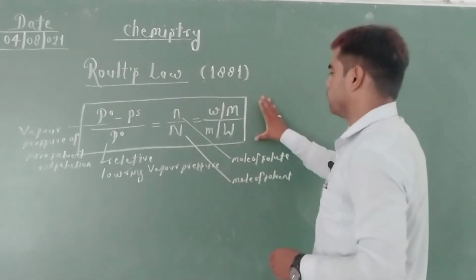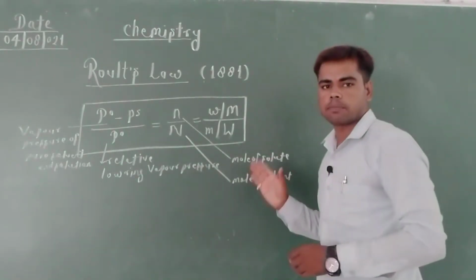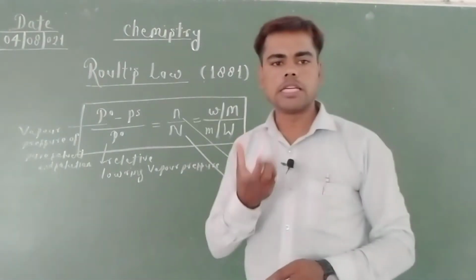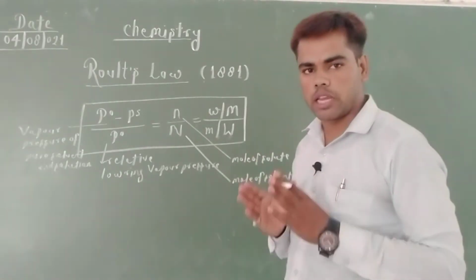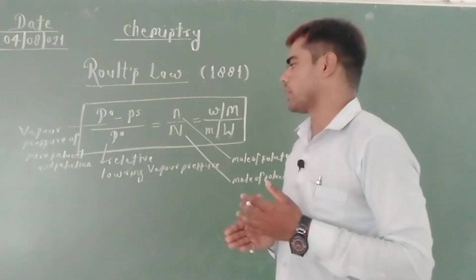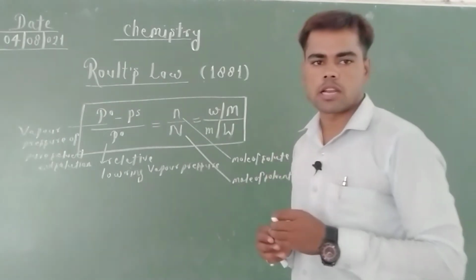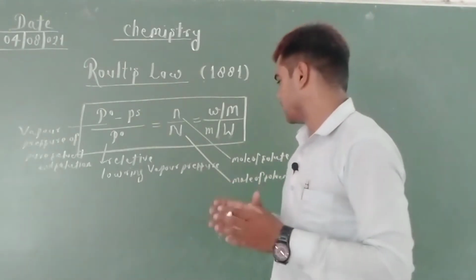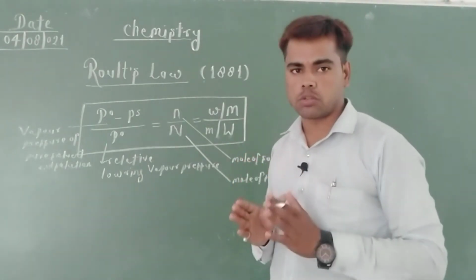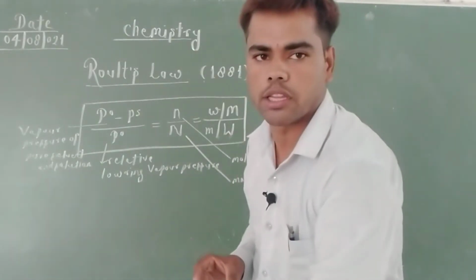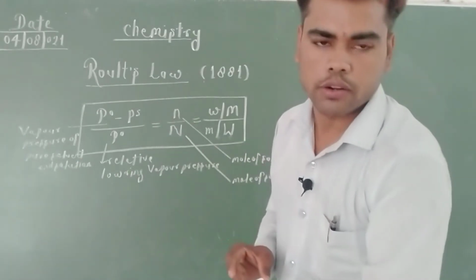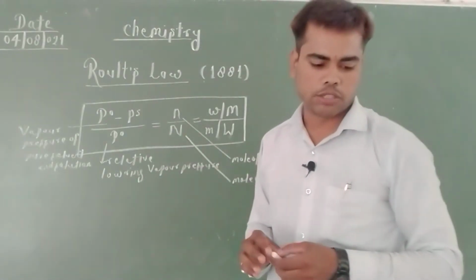By using this formula, we can easily determine the lowering of vapor pressure of any solute or solvent. We can find out the vapor pressure of solute and solvent, and we can find the moles of solute and the moles of solvent. So it is a very important formula for the intermediate examination.